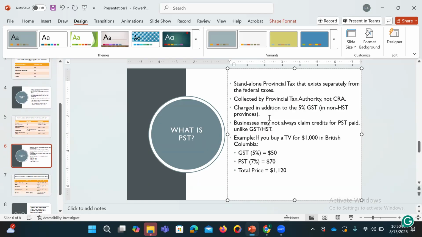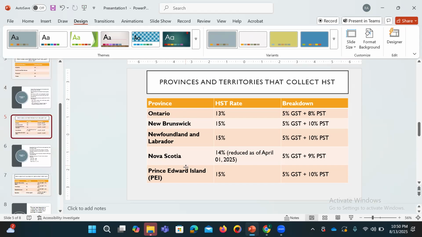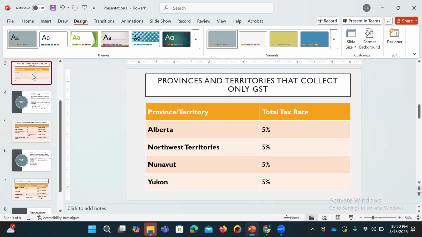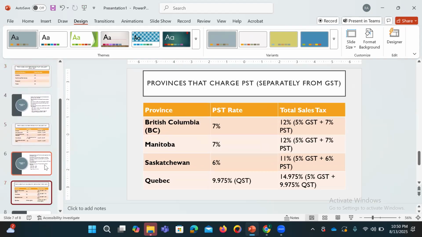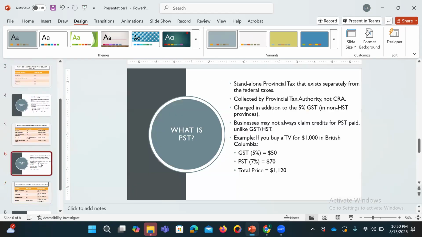GST is federal, it's applied for all the provinces. On top of that, except for those provinces that are registered for HST, which collect HST. These provinces all do not collect HST, only collect GST. So the remaining ones are British Columbia, Manitoba, Quebec, and Saskatchewan. These collect PST on top of the GST.